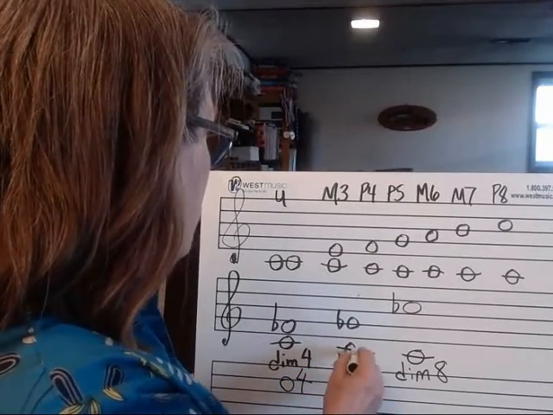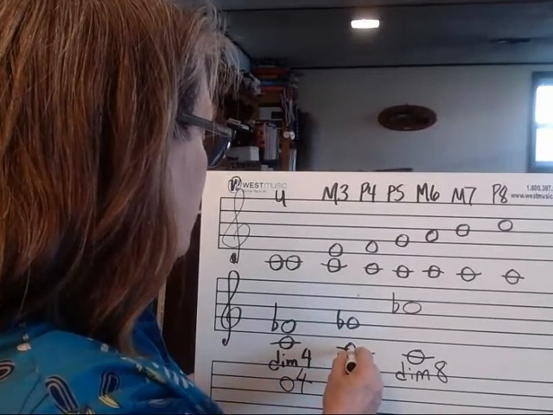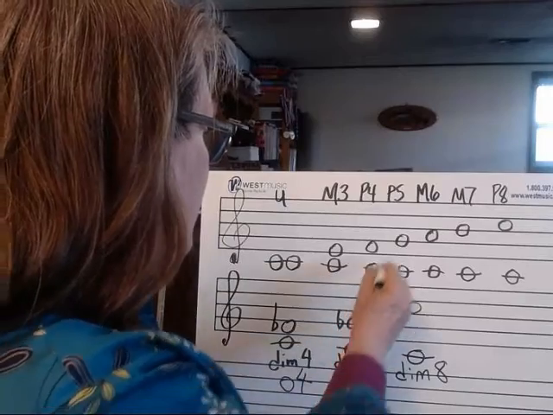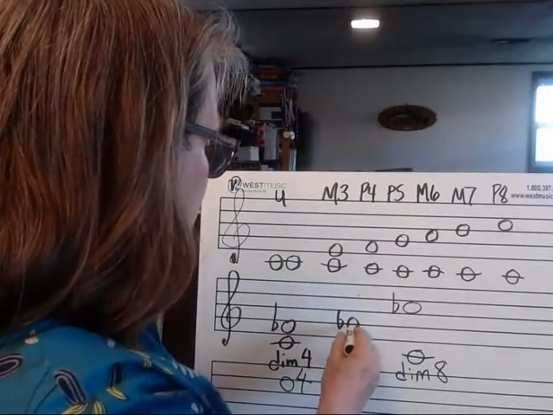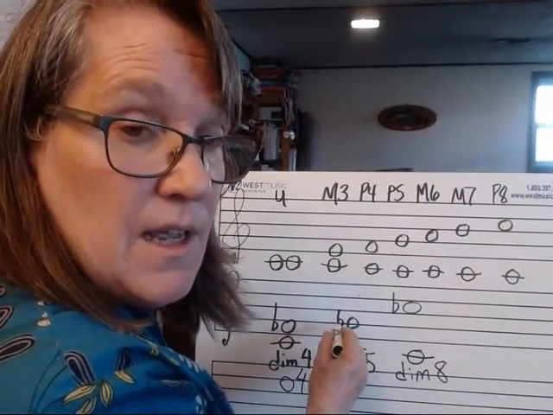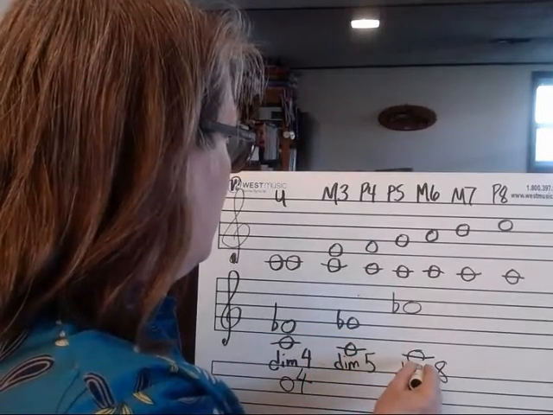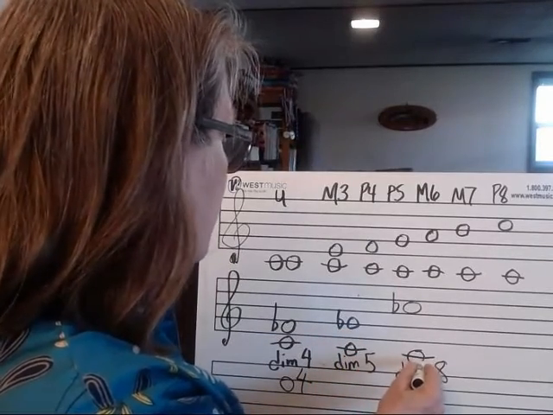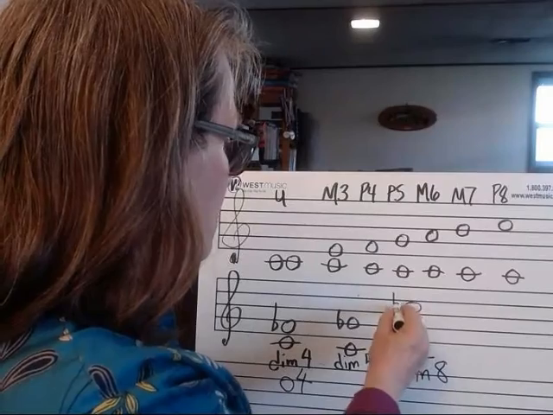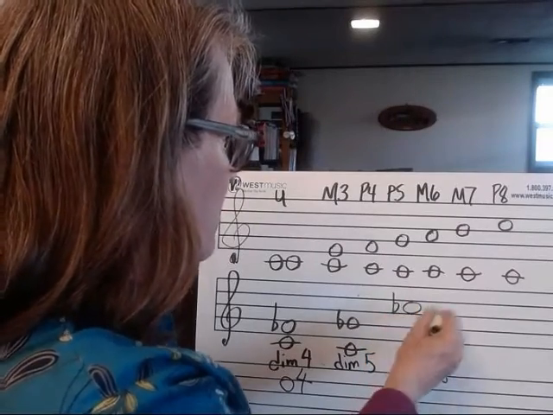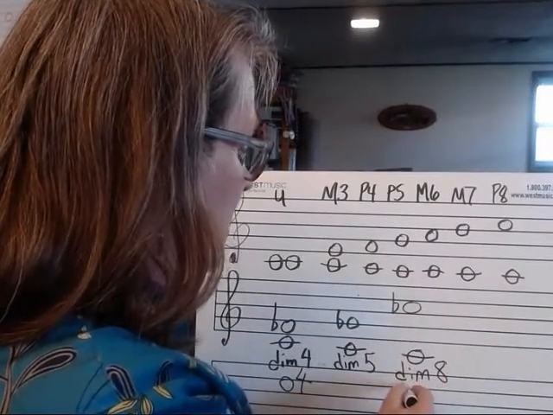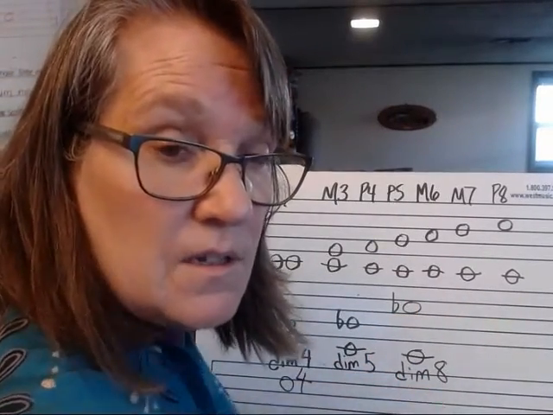Okay, same here. You count first. 1, 2, 3, 4, 5. There's the fifth. It's a half step lower, and that's going to be a diminished fifth. Okay, and then here, the same with the eighth. You count to 8. It's a half step lower, so instead of being a minor eighth, it's called a diminished eighth.